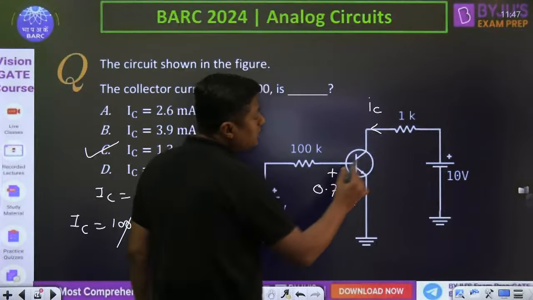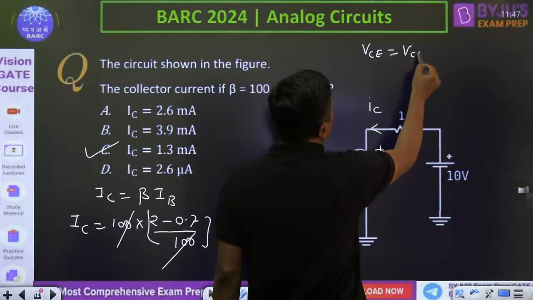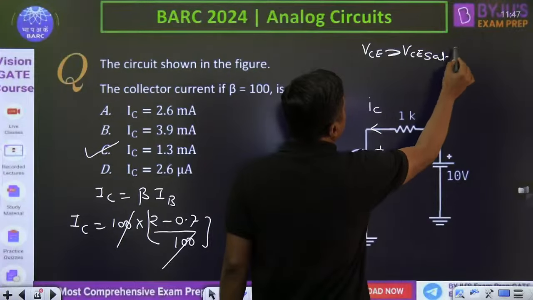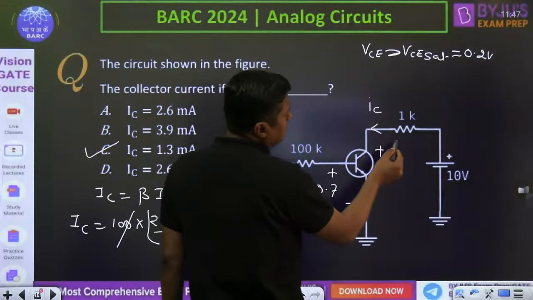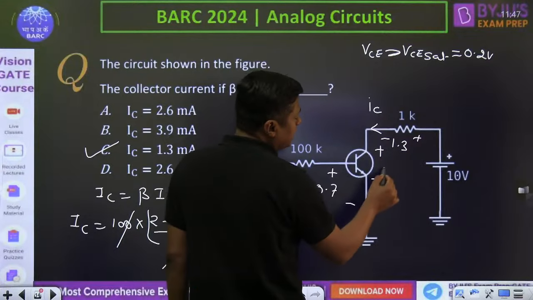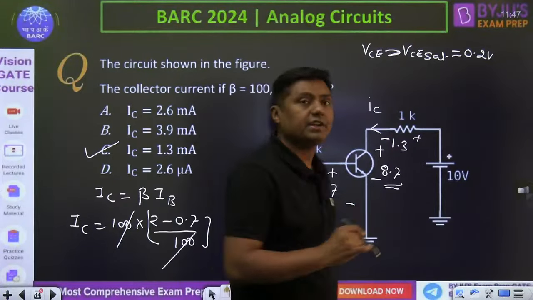What is the value of the VCE then? It should be greater than or equal to VCE sat if it is in active region. That is 0.2 volt. So what is the drop here? 1.3. 10 minus 1.3 is 8.7. So yes, it is not in saturation. It is in active region.